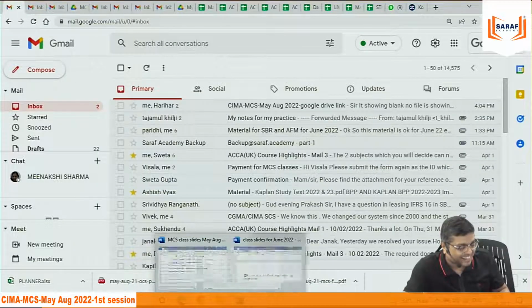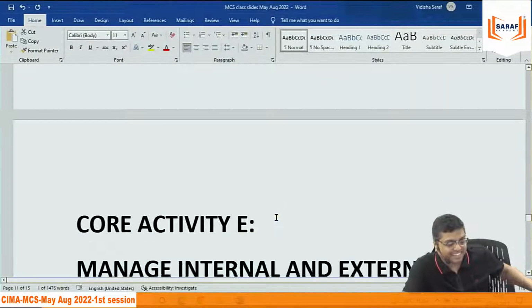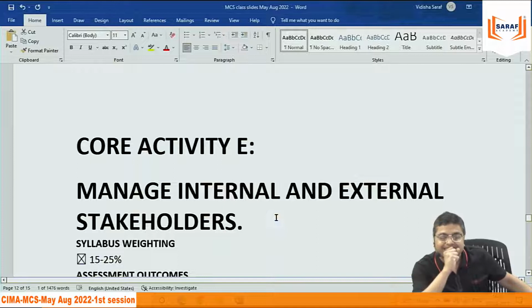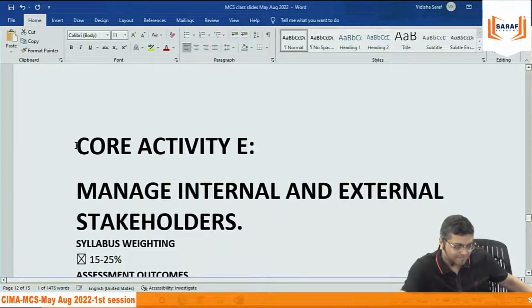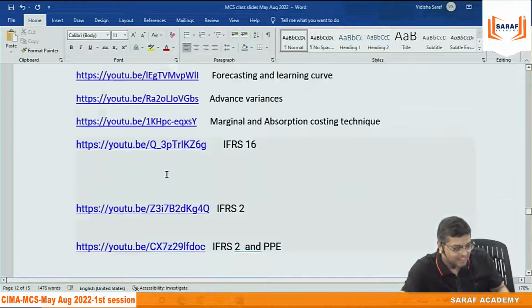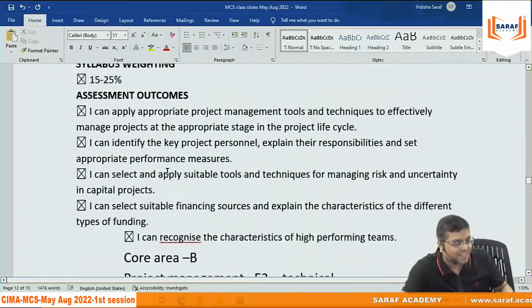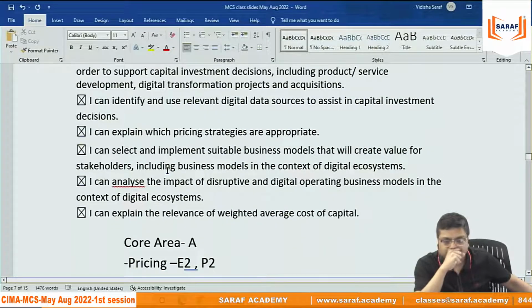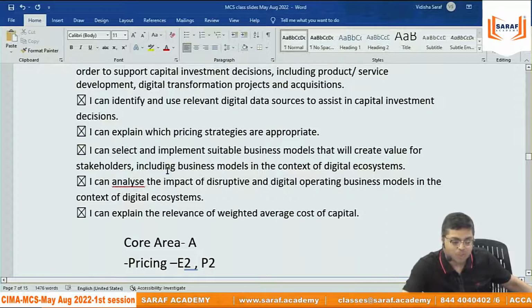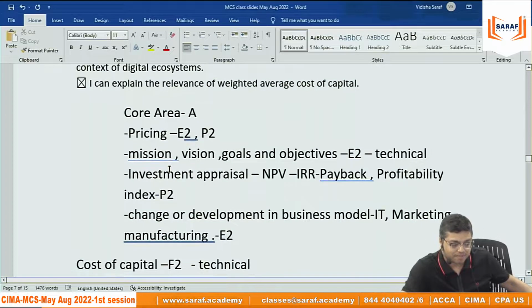Sir, thank you very much for a very good comprehensive review. My question is about the important areas, like core areas A, B, C, D, E, F. You will give us some questions, we will research, and then make our own write-up. So, for example, one component of core area A is cost of capital, F2, source of finance and cost of.